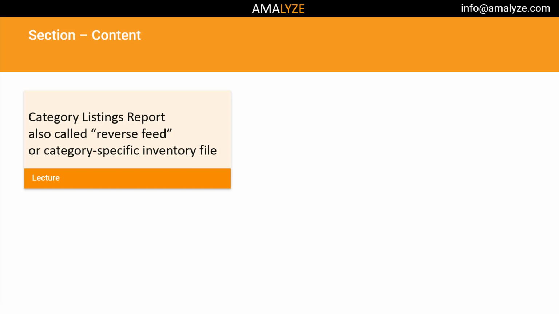Today's topic and lecture is the Category Listings Report, also called Reverse Feed. Maybe you've heard about it, or you can call it Category Specific Inventory File. I will show you how to apply for it, how to find it, download it, and use it. And of course, import it to AMALYZE, export it from AMALYZE, and import it back to Amazon. Of course, we have built a cool solution, but we will go through that step by step.